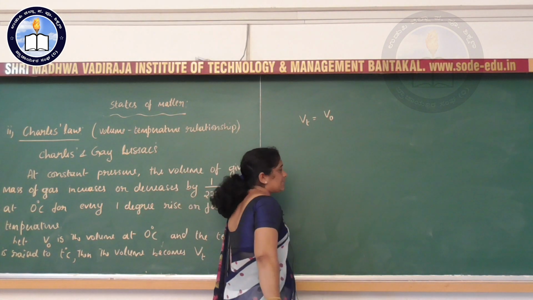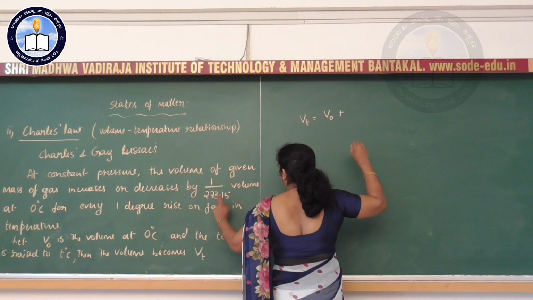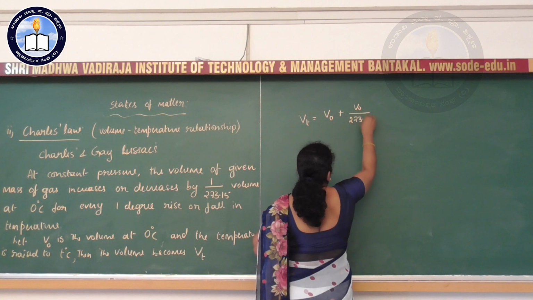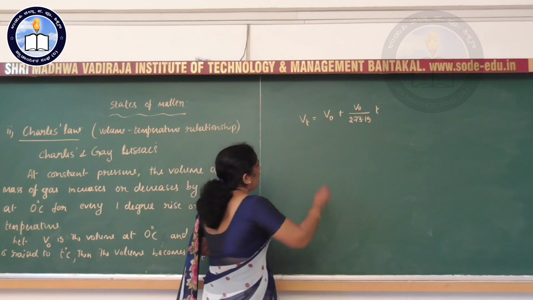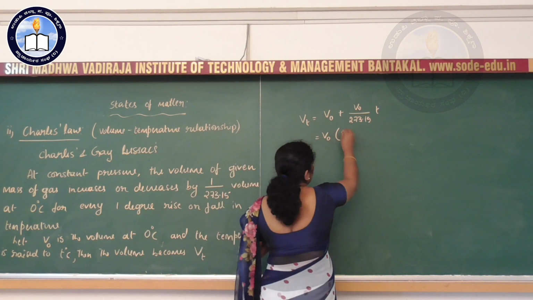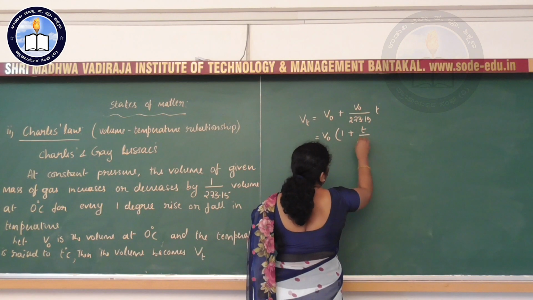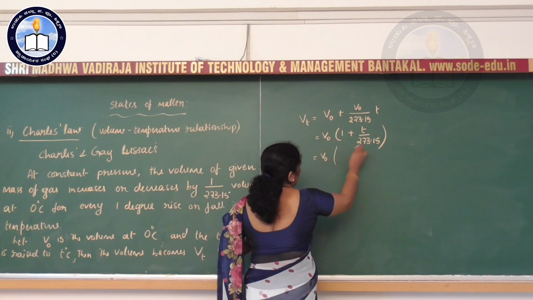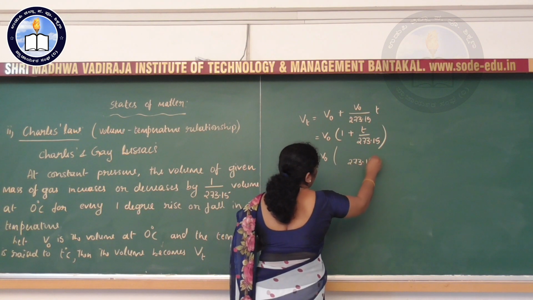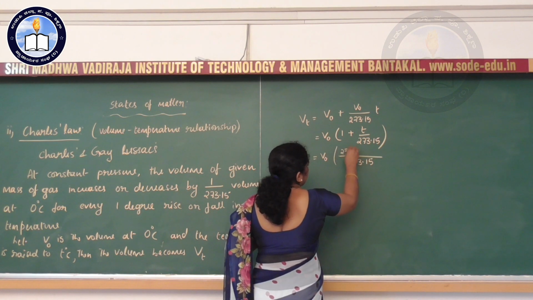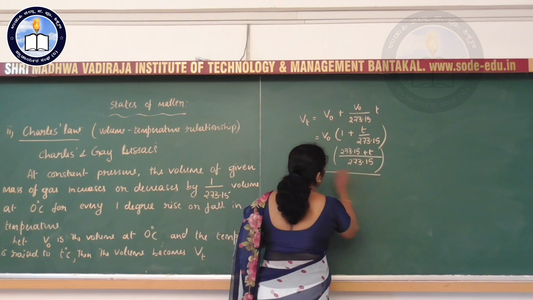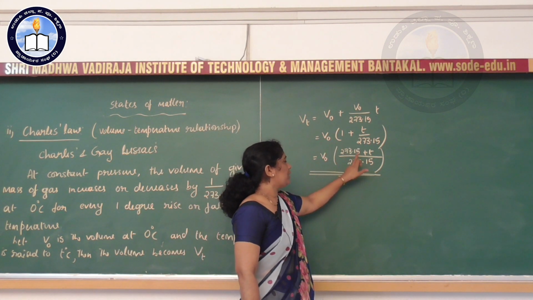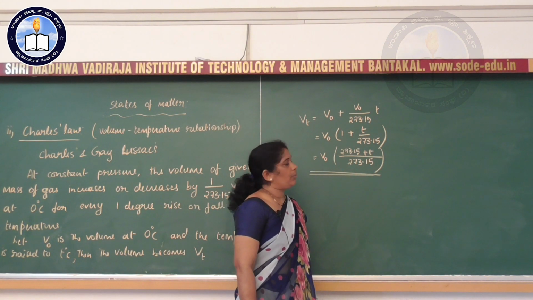equal to the volume at 0 degrees Celsius, increased or decreased by 1 by 273.15. So V naught divided by 273.15 into T. Taking V naught outside, we get 1 plus T by 273.15. It is also equal to, taking the common denominator 273.15, 273.15 plus T. So we can write Charles law like this: Vt is equal to V naught into 273.15 plus T divided by 273.15.